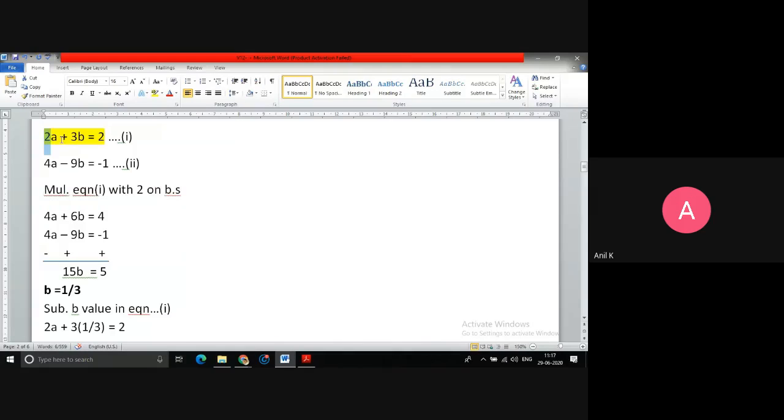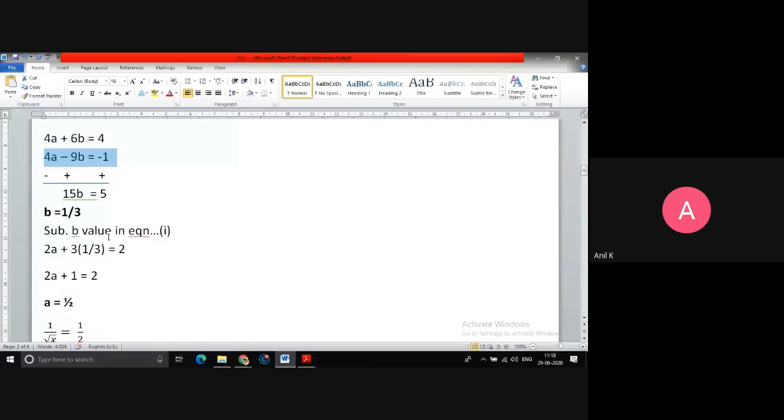So if I multiply this with 2 on both sides, it becomes 4A plus 6B equals 4. So here we have 4A plus 6B equals 4. And equation 2 is 4A minus 9B equals minus 1. So 4A minus 9B equals minus 1. Equation 2 I kept as it is.